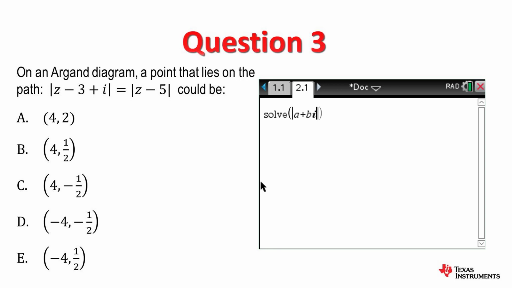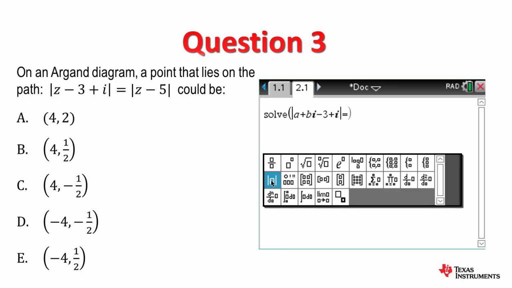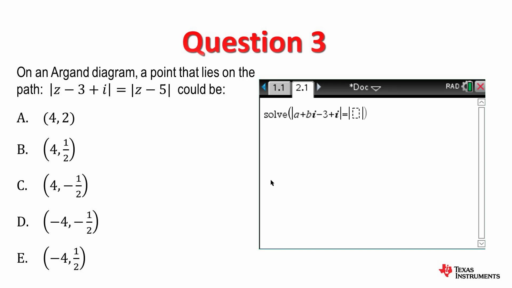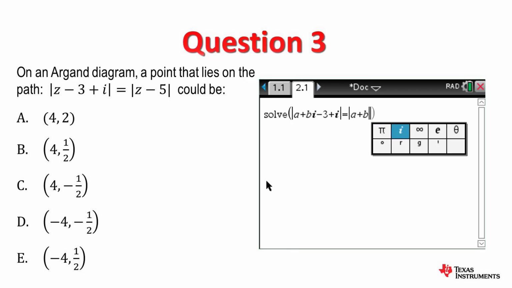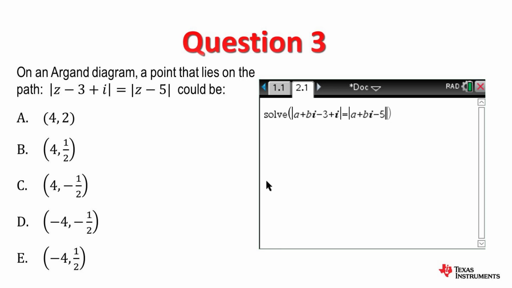What we have is minus 3 and then plus I. We tab out, and we are saying this equals, let's put the template there, A plus B I and minus 5. Now here we are solving for B, so let's tab out and put comma B.